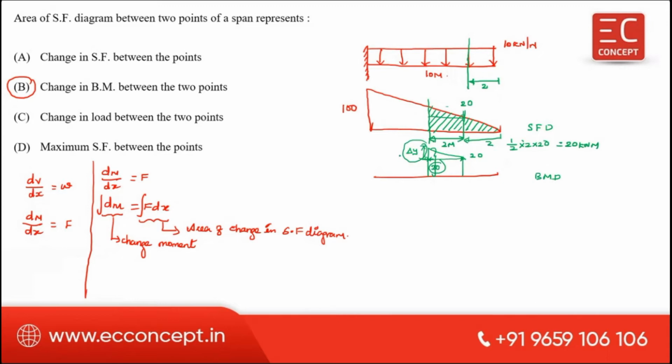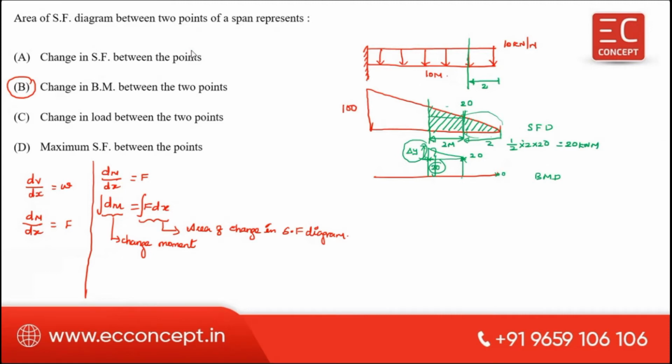In a nutshell, we can say consider this first part: the area of the shear force diagram between 2 points, meaning the starting point and the end point of a span, represents the change in bending moment between 2 points. This point and this point. Here bending moment is 0. Here bending moment is 20. So it gives the change in bending moment between the 2 points. I hope you understood.